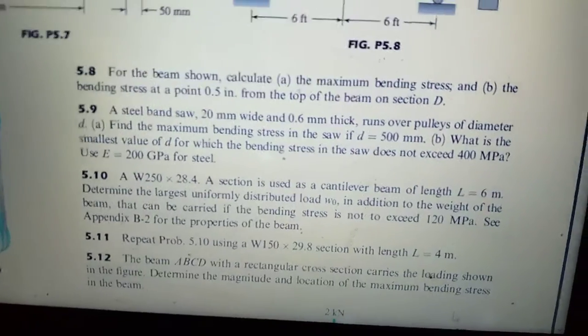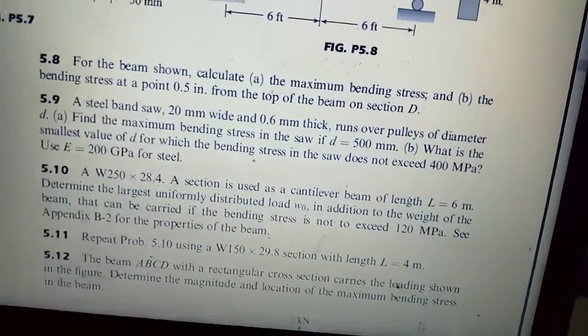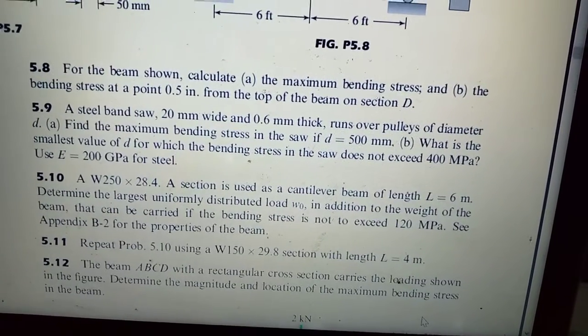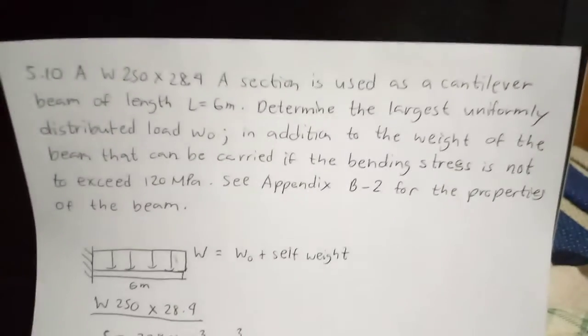So this will be our problem, 5.10, and we're going to solve it. I already have the solution here.